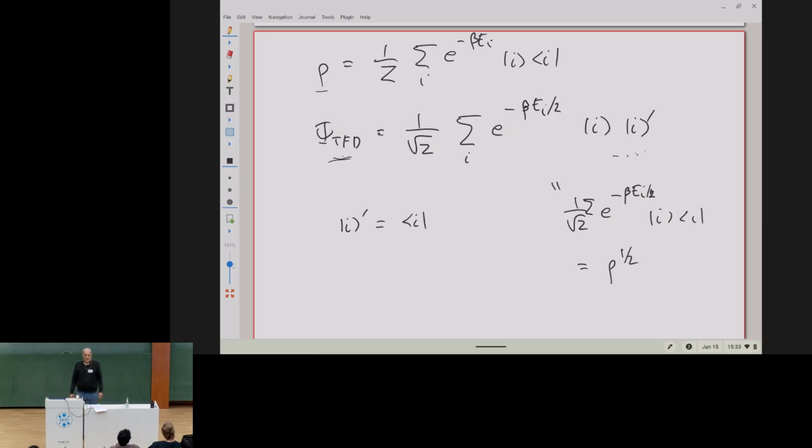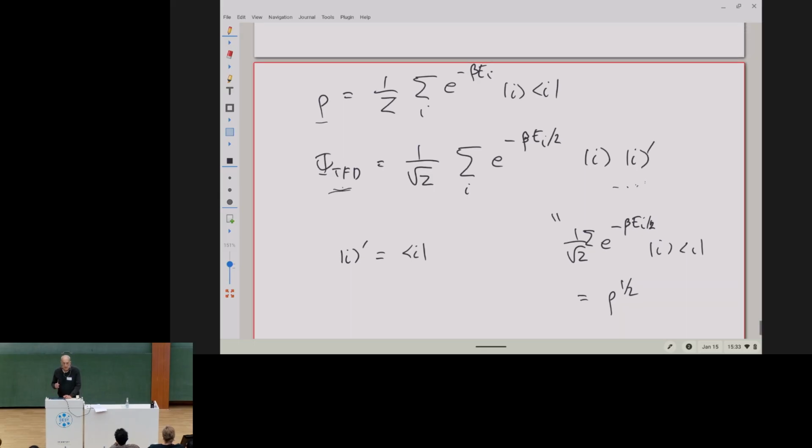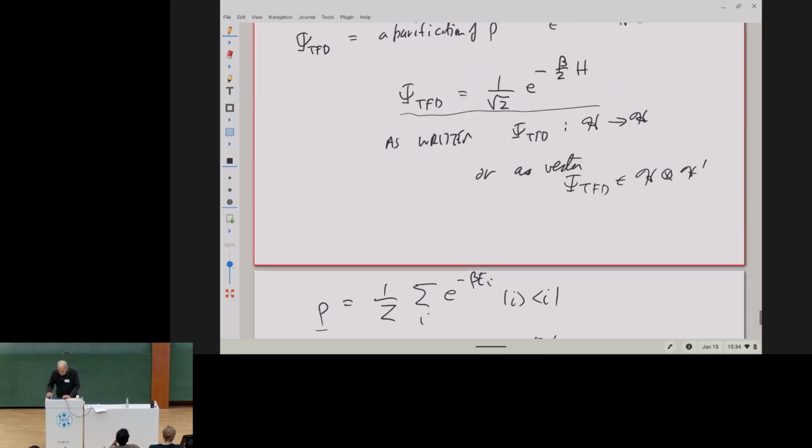So the thermofield double state of a thermal density matrix is the square root of the density matrix regarded as a state rather than an operator. In fact, that's a canonical purification of any density matrix. To purify any density matrix, you can take its positive square root and regard that as a state rather than an operator, a state in a double Hilbert space. And that's the canonical purification of any density matrix.